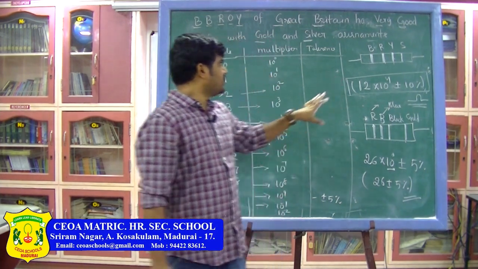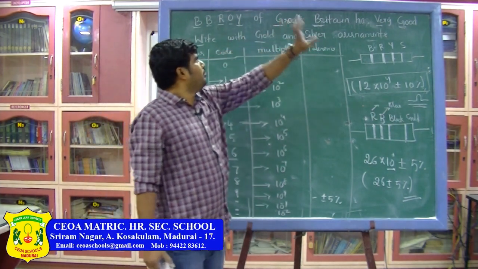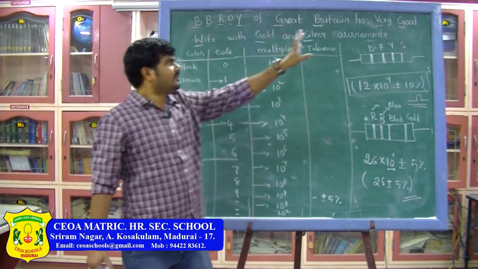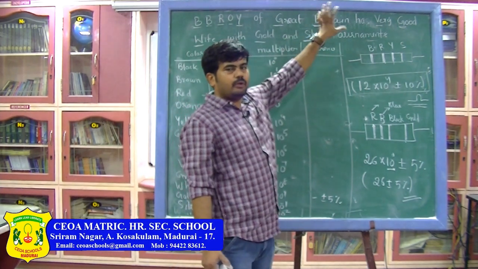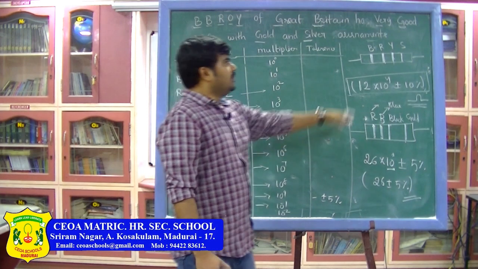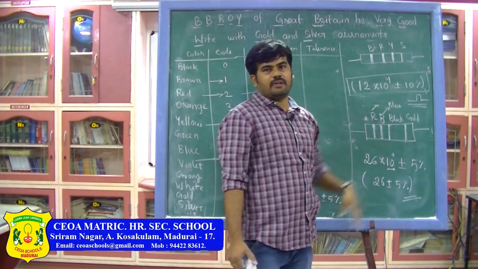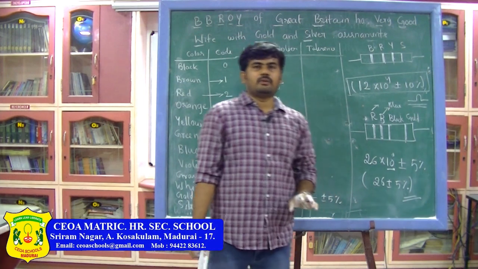First, try to understand how to remember these color codes using this sentence: B.B. Roy of Great Britain has a very good wife with gold and silver ornaments. Just by knowing this sentence you can draw this table and then do the calculation of resistance for any given color sequence. So that is all for today's class.